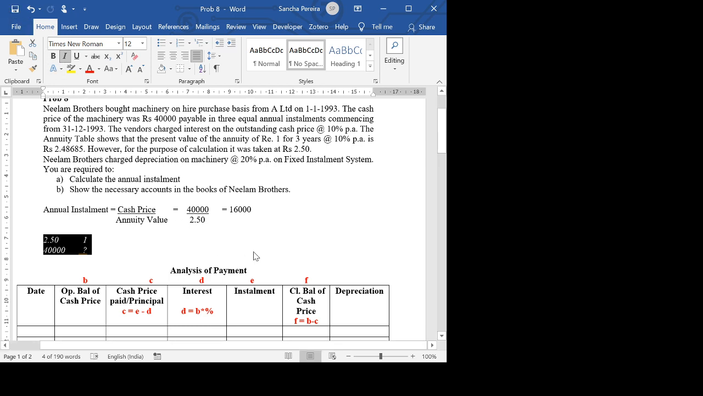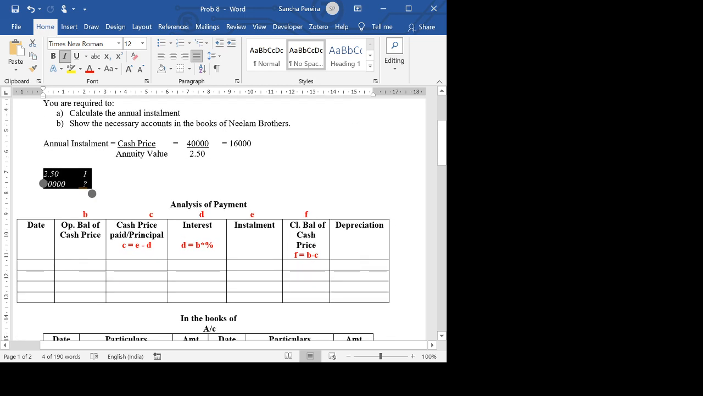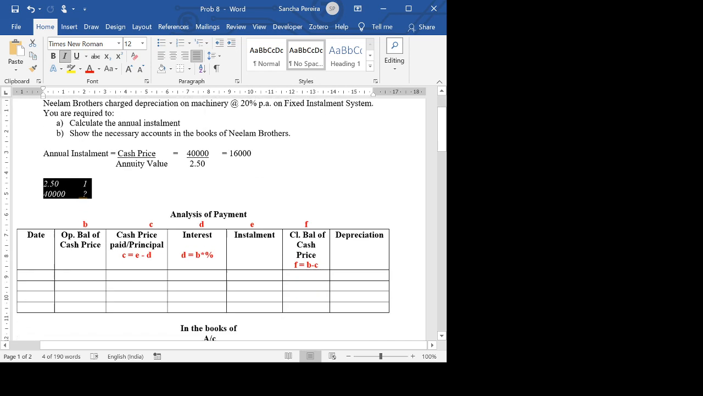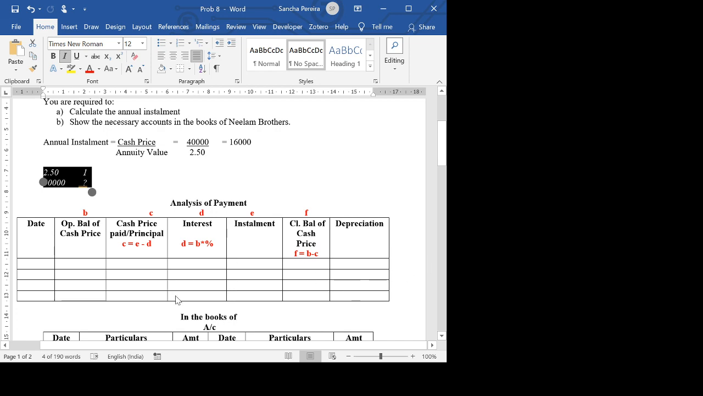Okay. Now let's go to the statement. Now the statement will be, so we know the installment now. Again, the installment is going to be this part. 3 equal annual installments. They didn't say 3 equal annual installments plus interest. That means the installment is already inclusive of the interest. Same thing like the last problem.